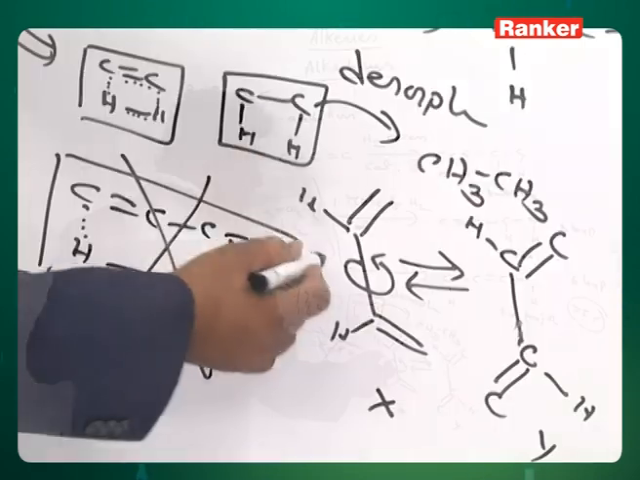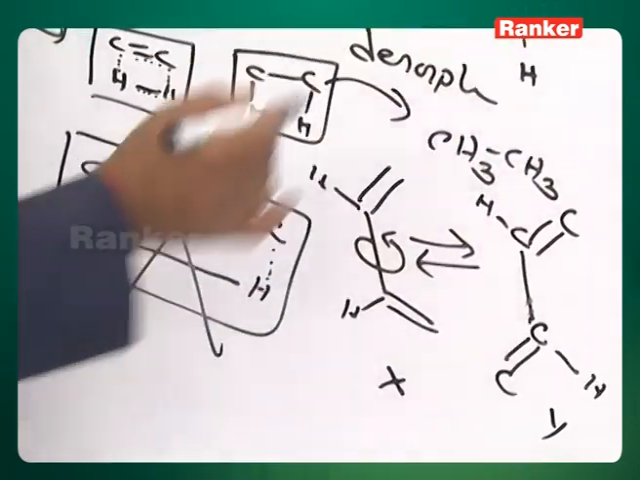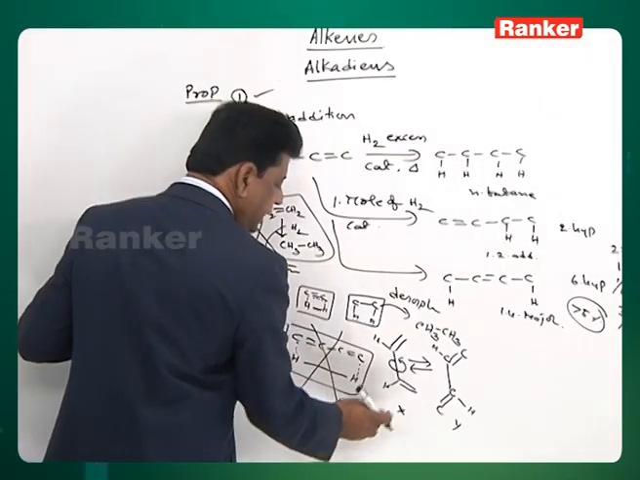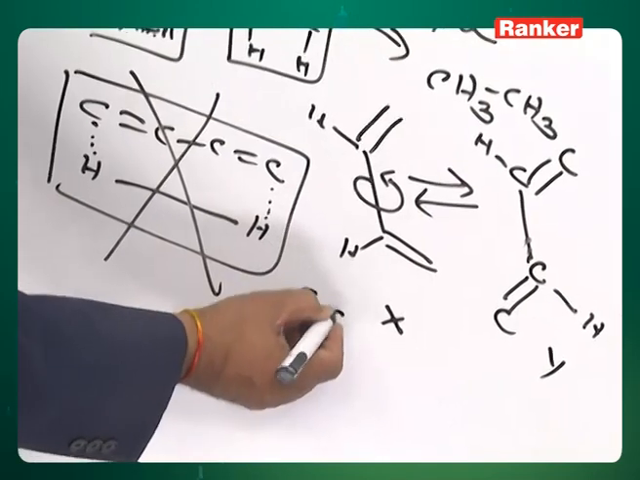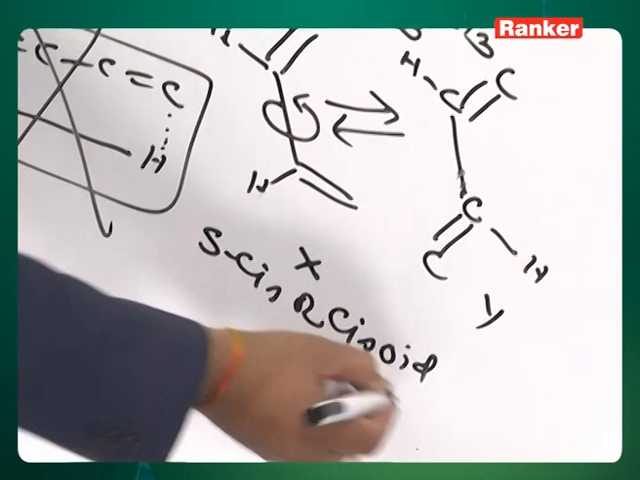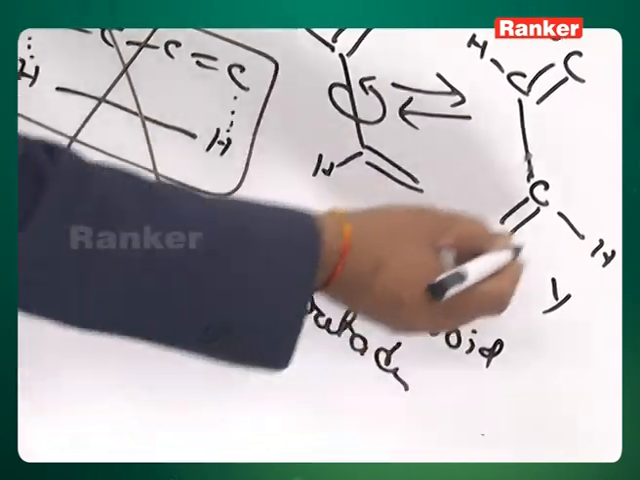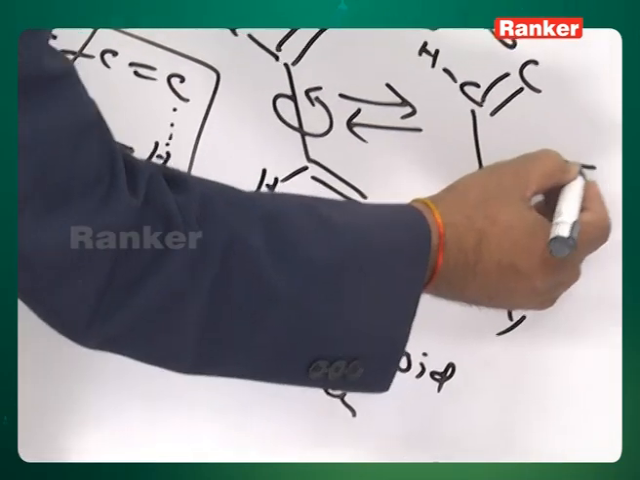But still, if these 2 isomers are written, we have to show that this is conformational isomerism. X is called s-cis or cisoid 1,3-butadiene. Y is called transoid.